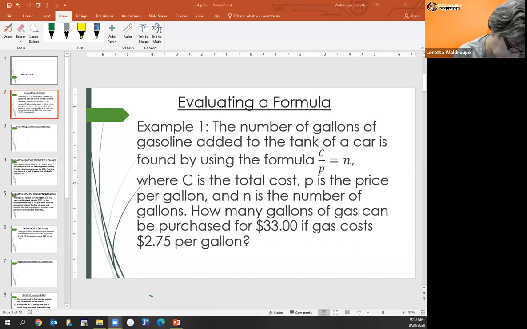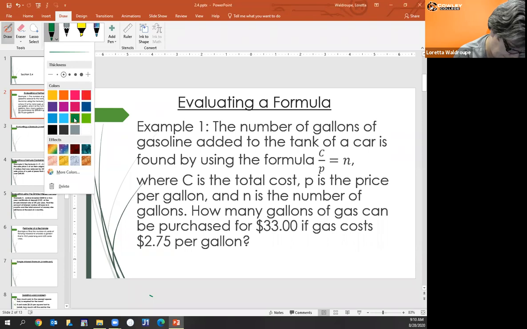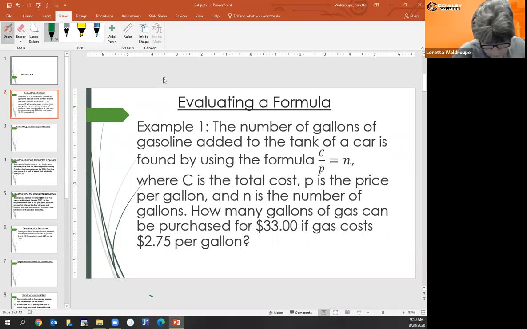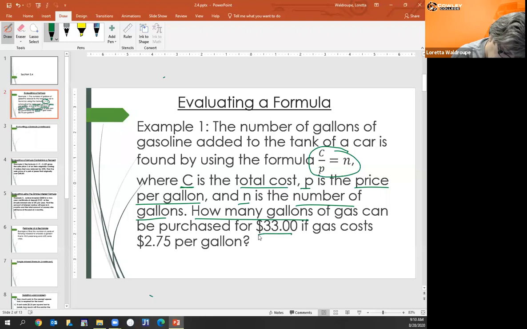Okay, so problem 1. As I read through the problem, I underline my pertinent and important information, okay? The number of gallons of gas added to the tank of a car is found by using the formula C/P = N, where C is the total cost, P is the price per gallon, and N is the number of gallons. How many gallons of gas can be purchased for $33 if it costs $2.75 per gallon?